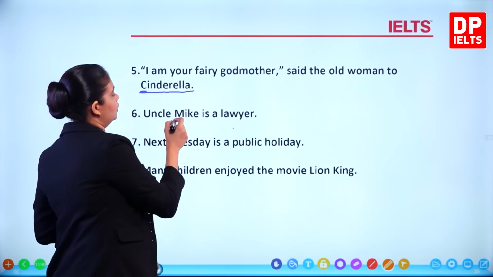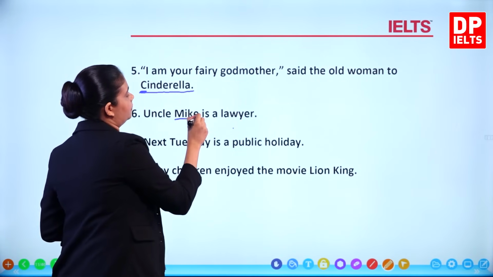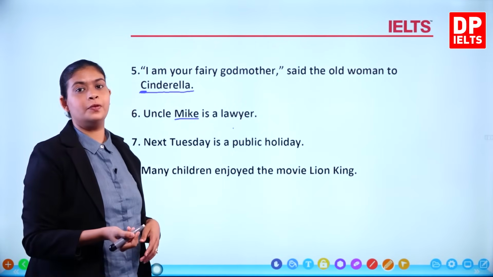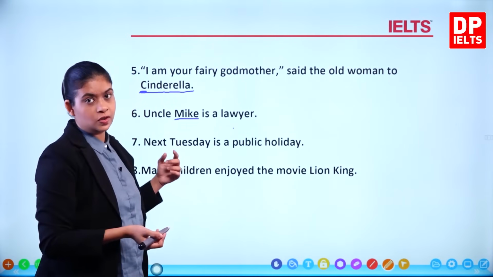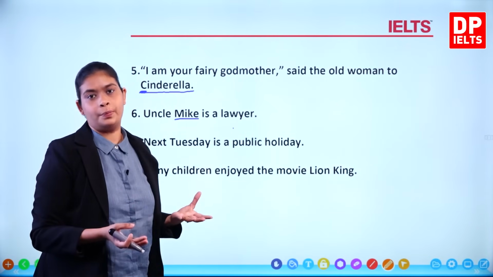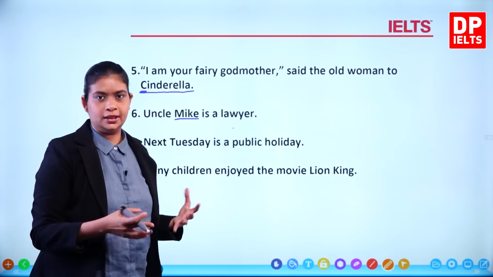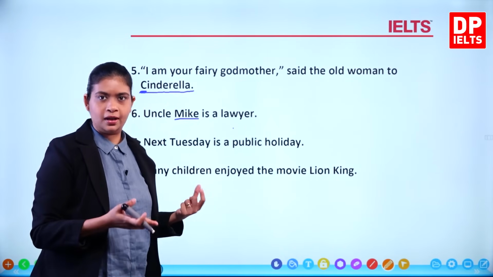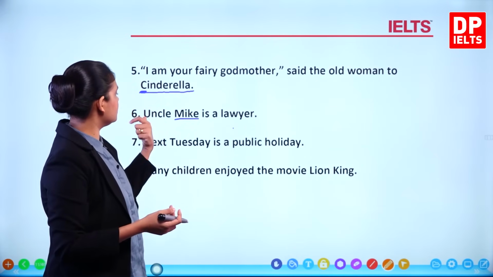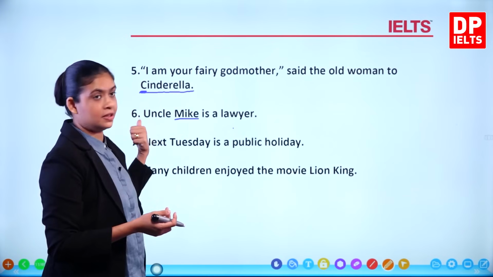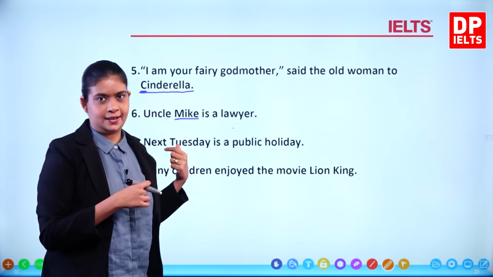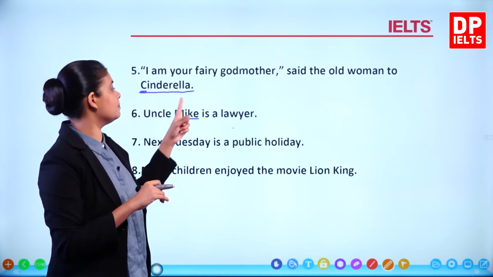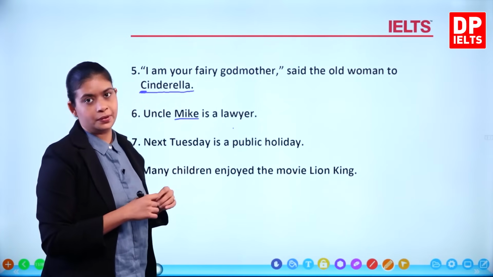Uncle Mike saw a lawyer. Mike is a proper noun because it is a name of a person. Now we don't underline uncle because it's not a proper noun. ඕනම uncle කෙනෙක්ට අපි uncle කියන හින්දා ඒක proper noun එකක් නෙවෙයි. Why the first letter has been capitalized is obviously because it is the starting letter of a sentence. So therefore only Mike is the proper noun.